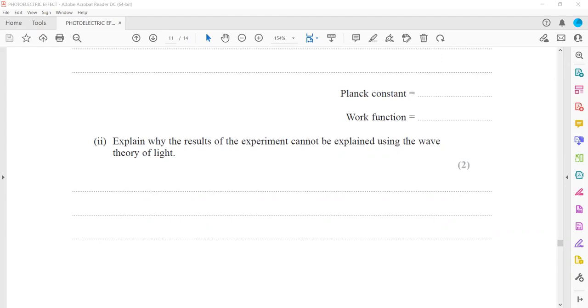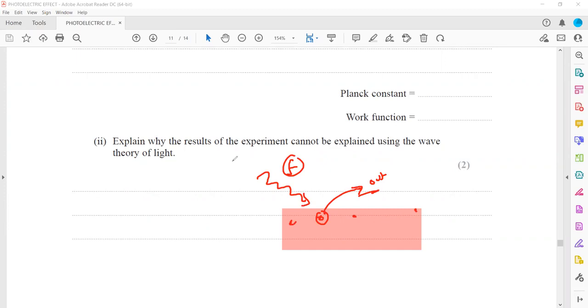Because what happens when the light falls on the metal surface? The electrons absorb it. If this is a metal surface and there are delocalized electrons within the metal, then when light falls on the metal at any frequency, since the light is falling continuously, the metal absorbs energy and a time will come when the electron should go out, according to wave nature. But practically it does not happen. So explain why the results cannot be explained using the wave theory of light.